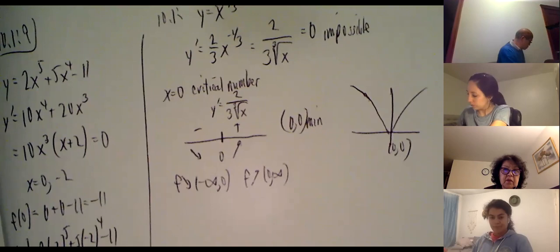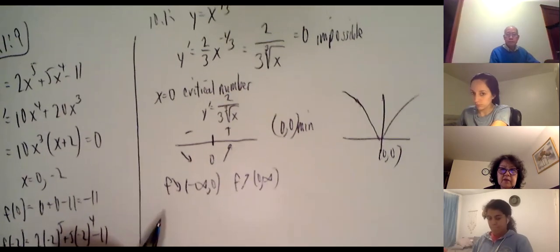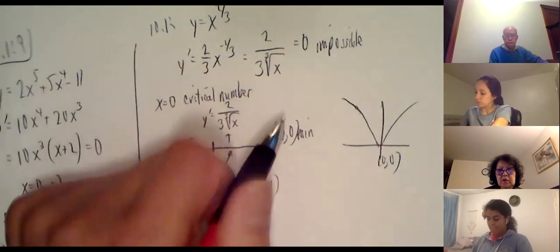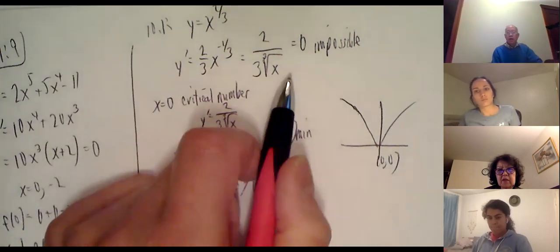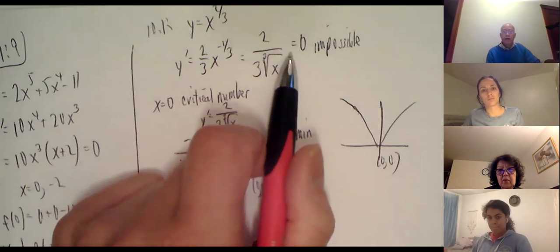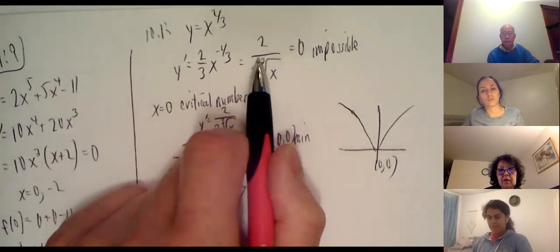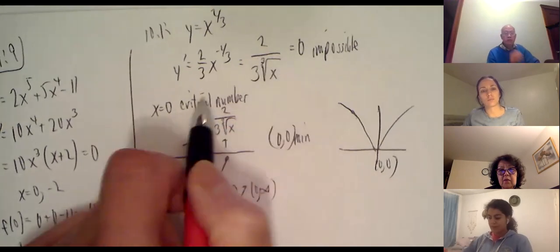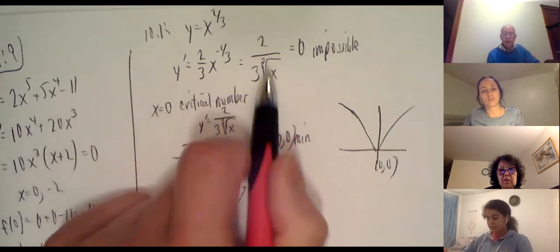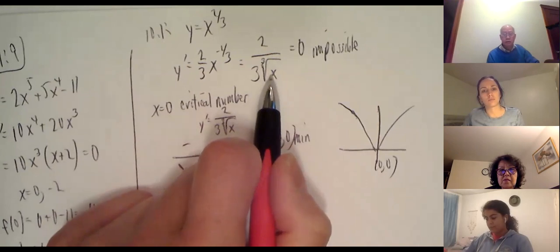So you were saying that this derivative is equal to 0. No, if I try to set it equal to 0, the normal protocol is to set it equal to 0, but that's impossible. X equals 0 is a critical number because x equals 0 is undefined for the derivative.